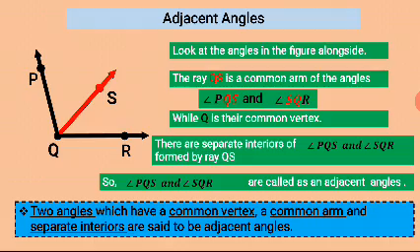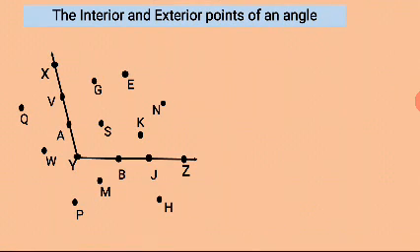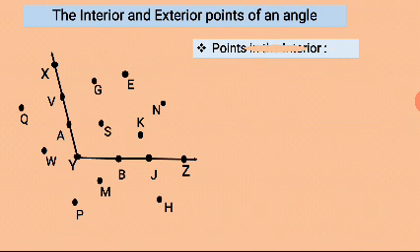Got it? We see some examples. We write points, interior points and exterior points. See the figure carefully. There is a figure of angle XYZ. In this figure some points are in the interior and some points are in the exterior. Some points are on the arms of angle XYZ. Now we write the names of points in the interior.